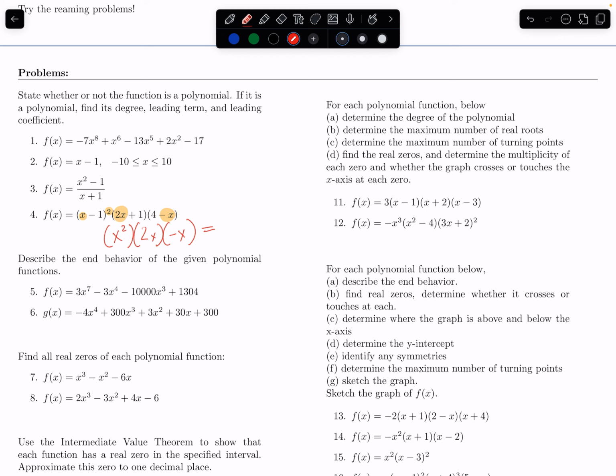So that would be multiplying those first two pieces. That's 2x to the third. And then you multiply by the last x, it's going to give you -2x to the fourth. So that's your leading term. And the leading coefficient is the number in front. So the -2 would be the leading coefficient. Okay, -2 is the leading coefficient, -2x to the fourth is the leading term. Okay, that's it. Problems 1 through 4.